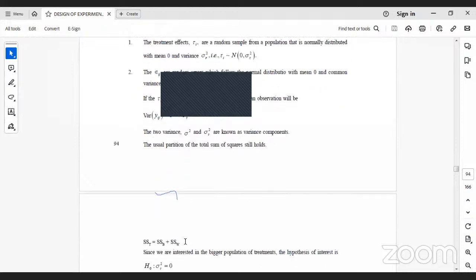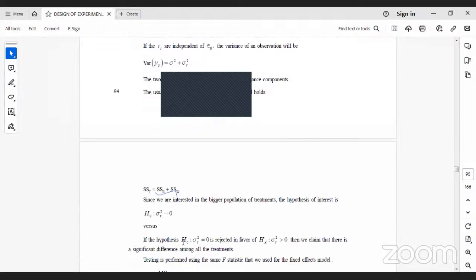The usual partition of the total sum of squares still holds: SST is equal to SSB plus SSW.